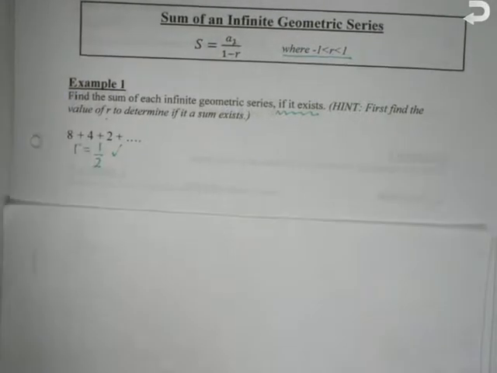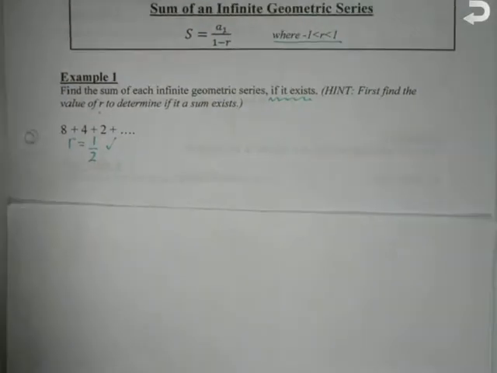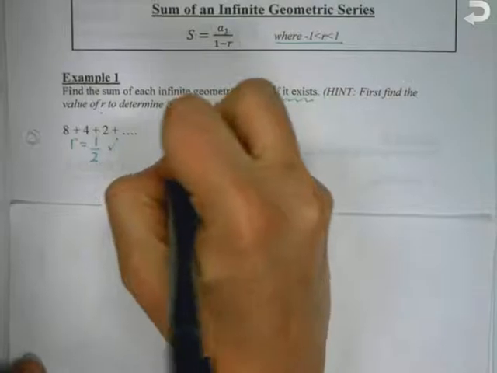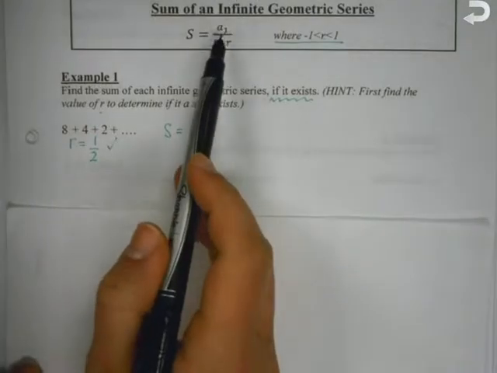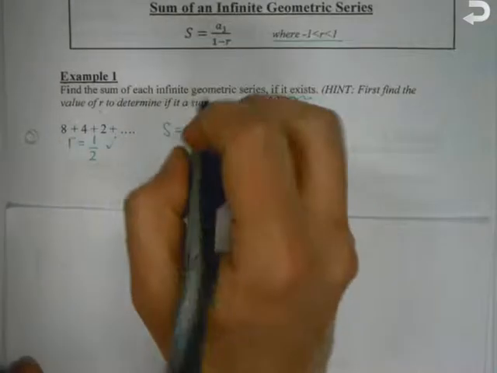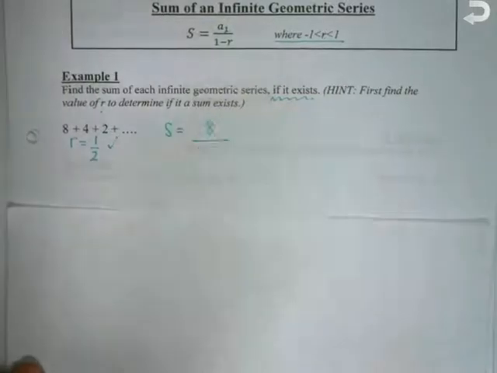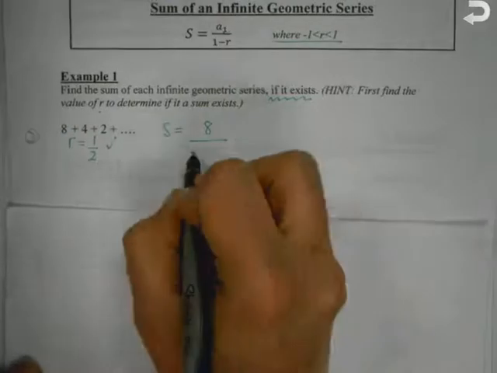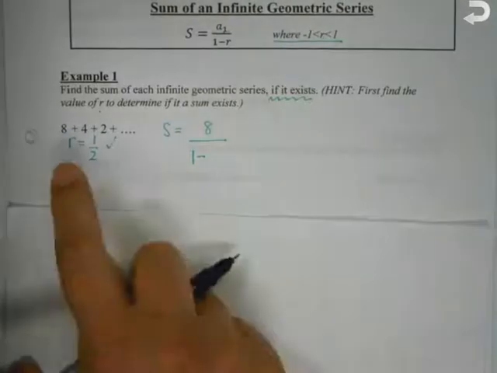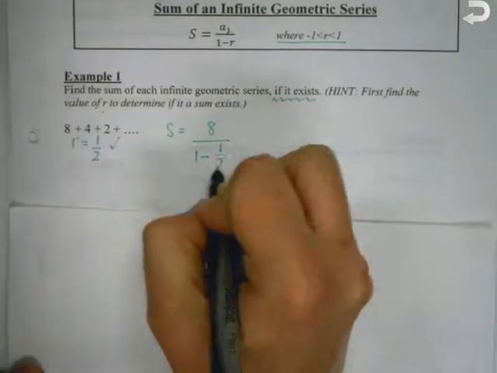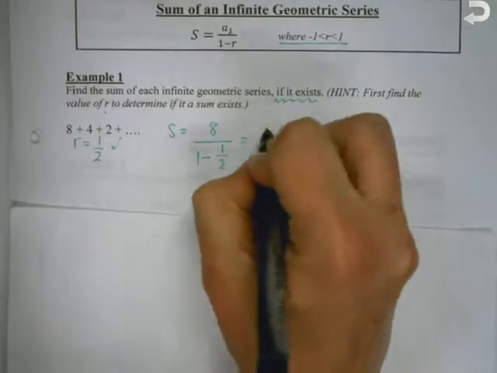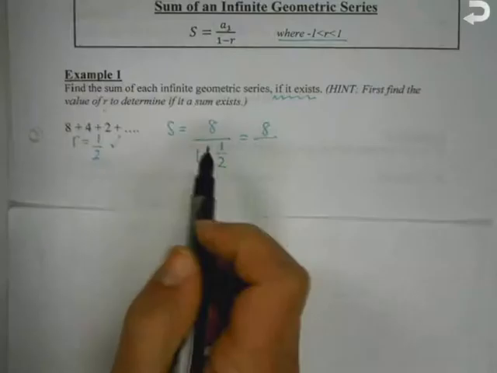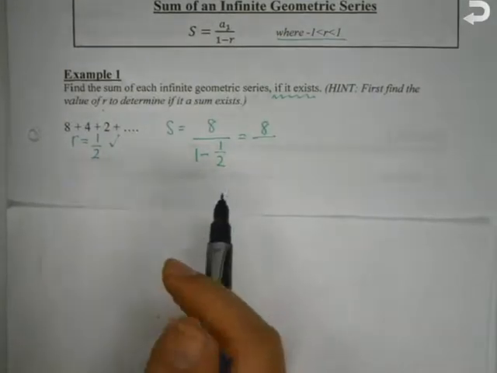Okay. The sum equals a sub 1. What's a sub 1? 8. So we're going to plug in 8 over 1 minus r, which is 1/2. Okay, so this gives me 8 over, what's 1 minus 1/2? Half. Good.